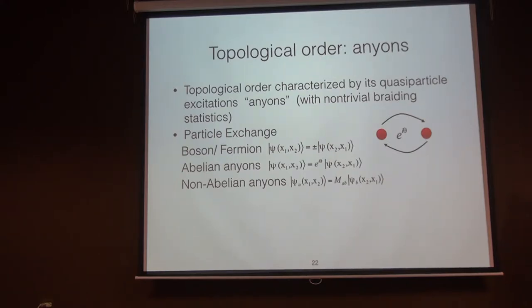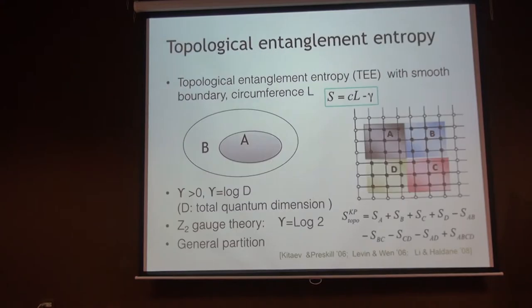Describe the grading statistic. Okay, and then how to detect the topological defects? We can calculate the topological entanglement entropy.